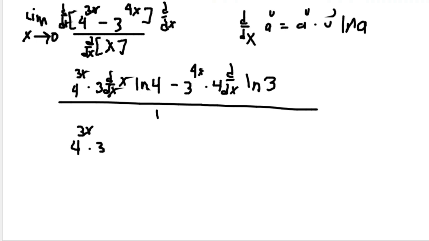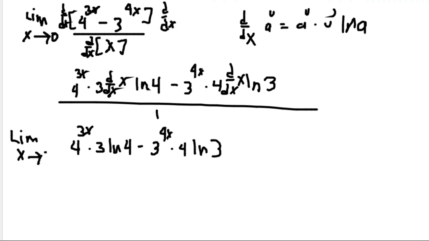So what we got here is 3 multiplied by 4 raised to the 3x multiplied by the natural log of 4, minus 3 raised to the 4x multiplied by 4. We have an x here; I forgot to write it. Multiplied by the natural log of 3. Now we can plug in 0. We still haven't plugged it in yet, so we're going to plug it in here.